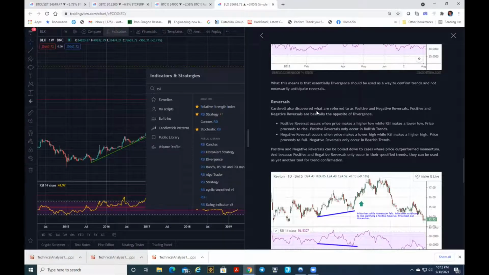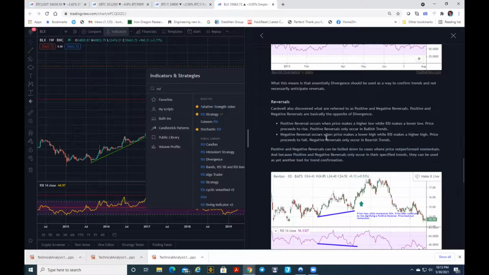So reversals, Cardwell also discovered what are referred to as positive and negative reversals. Positive and negative reversals are basically the opposite of divergence. Positive reversals occur when price makes a higher low while the RSI makes a lower low. Price proceeds to rise. Positive reversals only occur in bullish trends. Negative reversals occur when the price makes a lower high while the RSI makes a higher high. Price proceeds to fall. Negative reversals only occur in bearish trends.